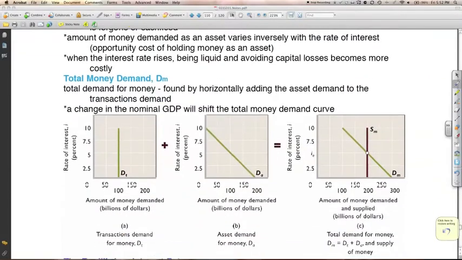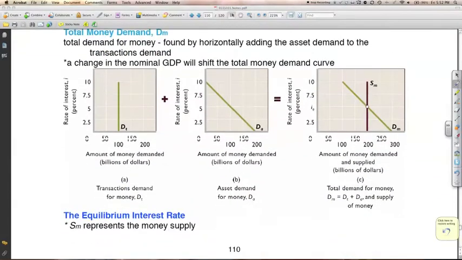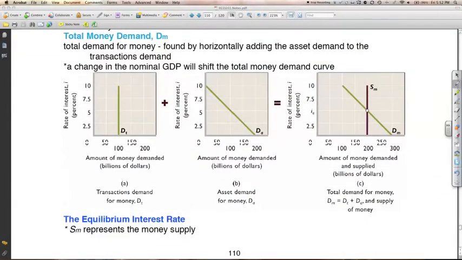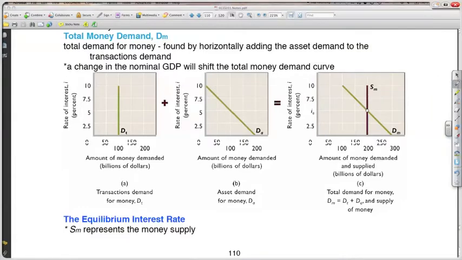So if we take transactions demand for money and the asset demand for money and put them together, that's when we get our total demand for money. So we add up the asset demand and the transactions demand. If we have a change in nominal GDP, then it's going to shift our total money demand curve.